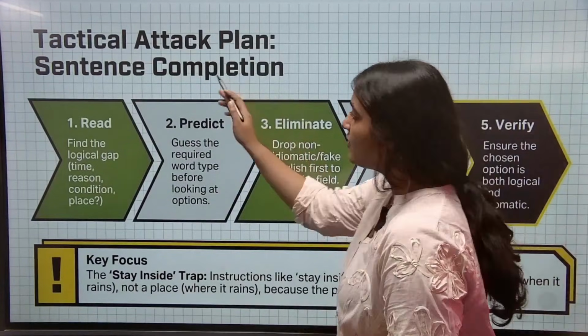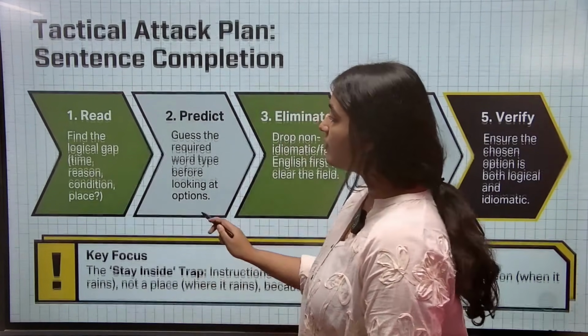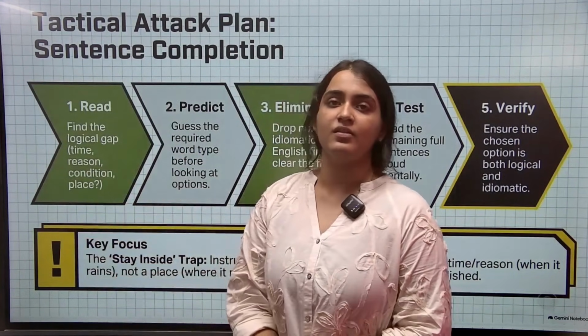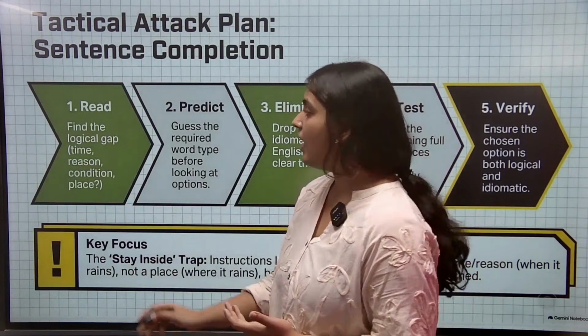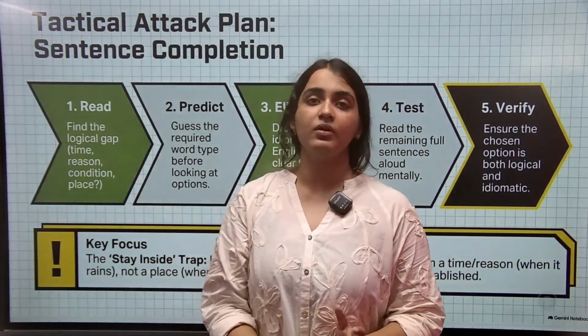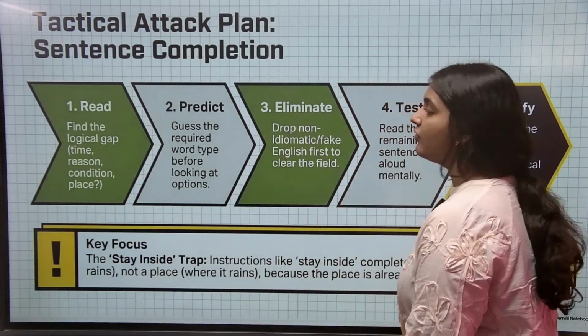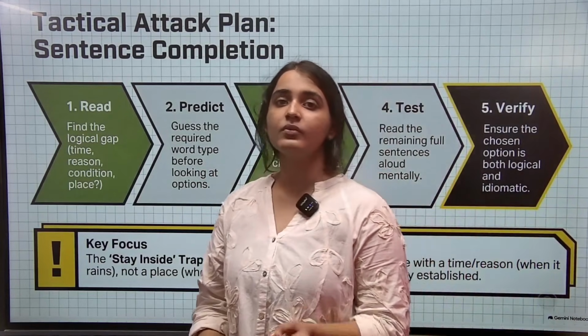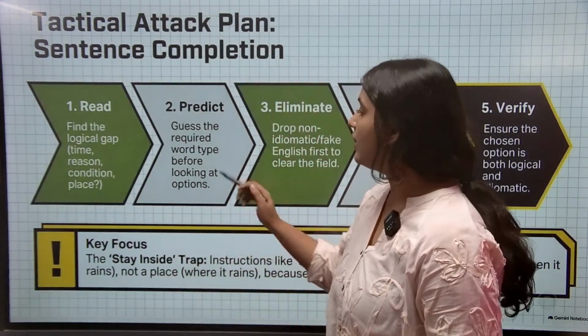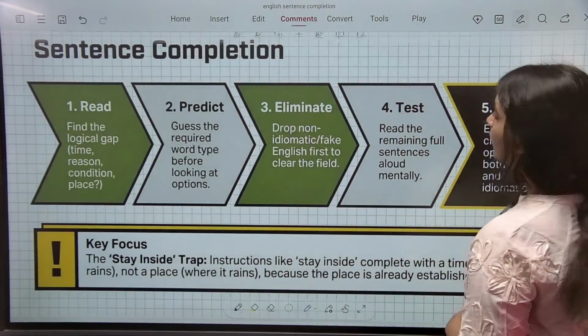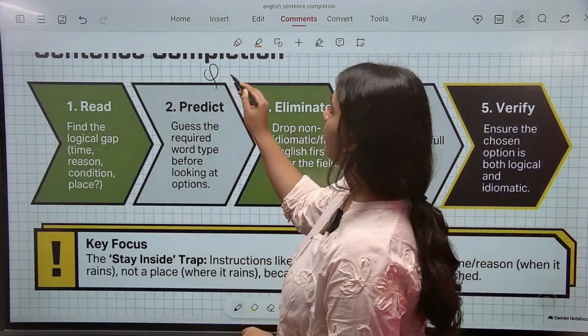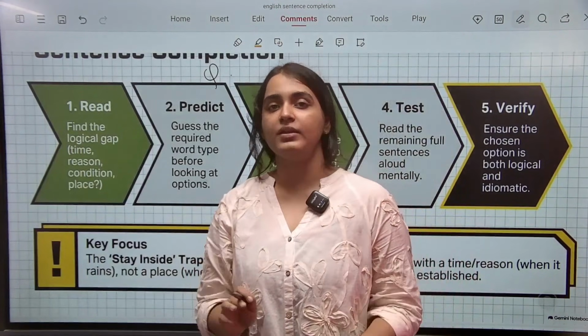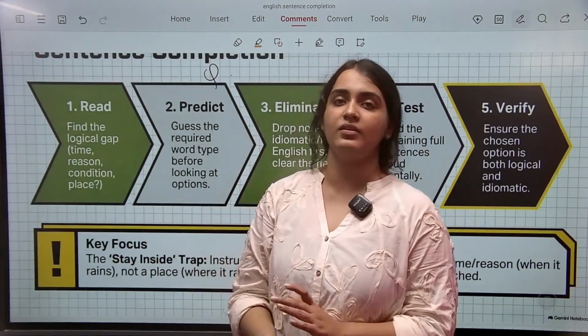Finally, when you have to know how to do sentence completion, first you have to read the sentence. You have to read all the options. You have to see which logical gap there is. Second, you have to predict. In predict, when you don't have time, you have to take a guess, looking at the question itself. In the question you have to predict how you are going to complete this sentence.